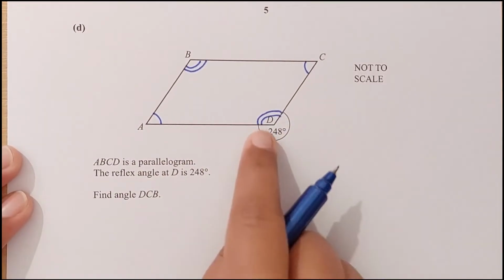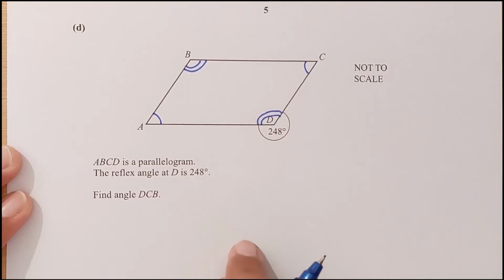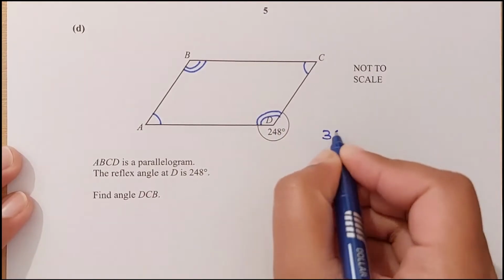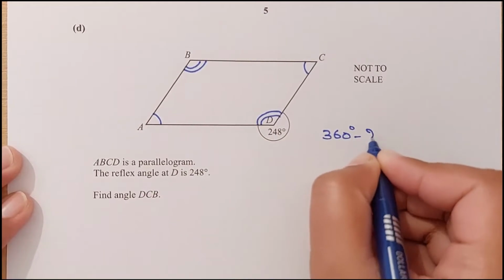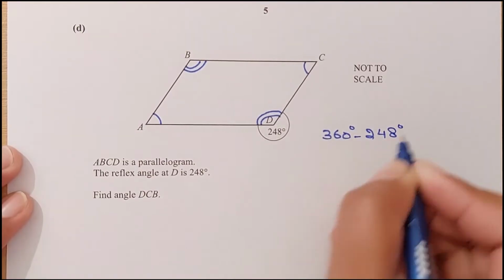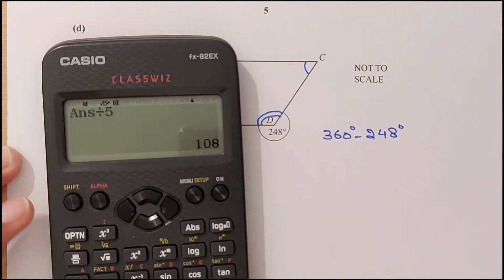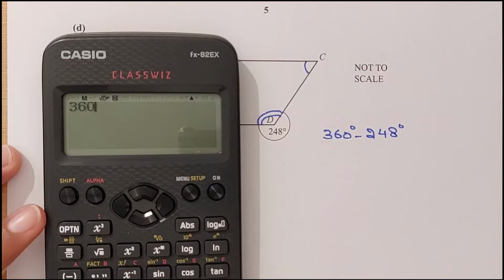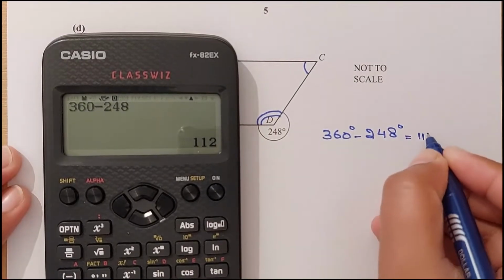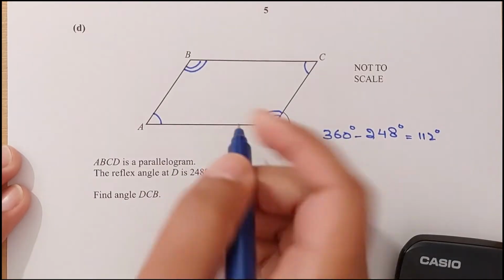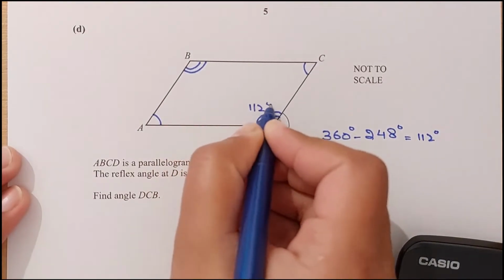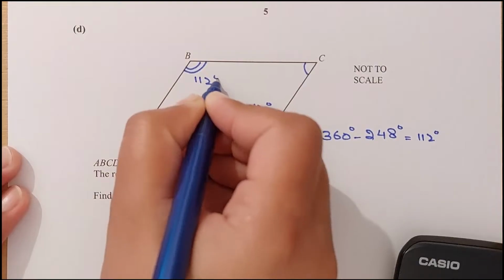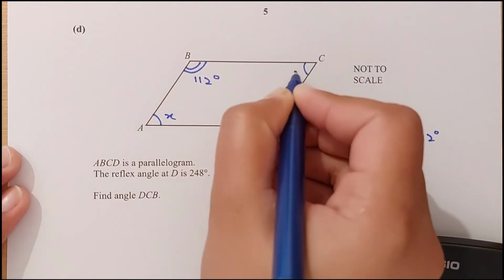Right. So first let me find this angle. So the whole circle is 360. So we can find this angle by doing 360 degrees minus 248. Right. Let me calculate. 360 minus 248. This is 112. 112 degrees. So if this angle is 112, this angle is also 112. Opposite angles. Let's say this angle is x and this is x.